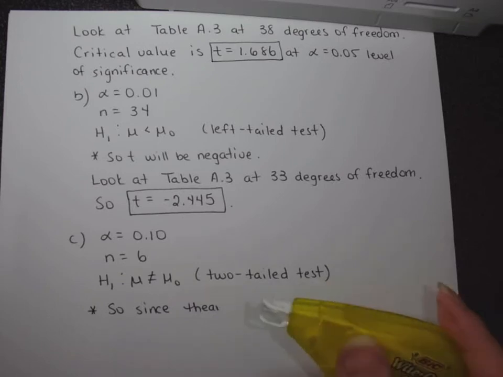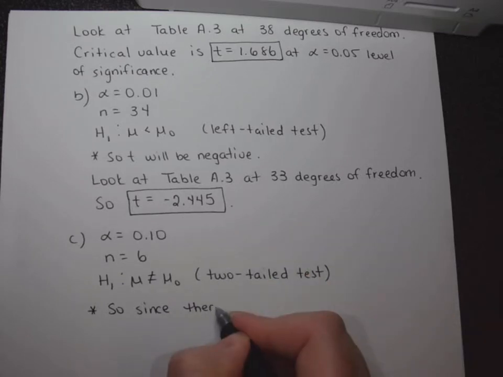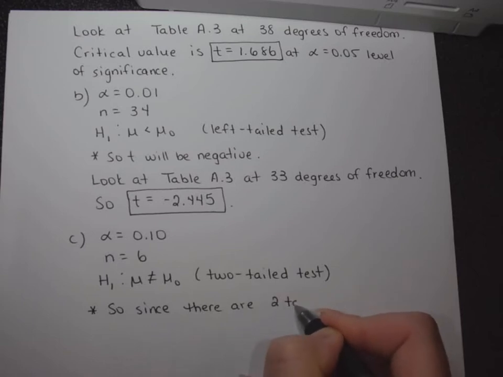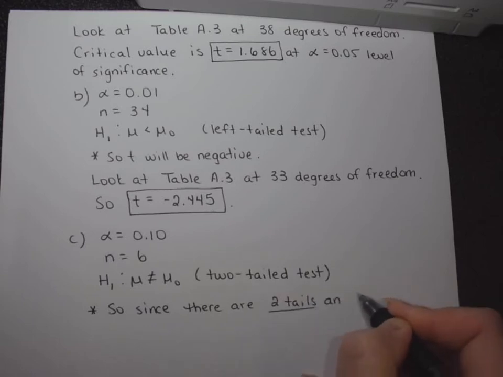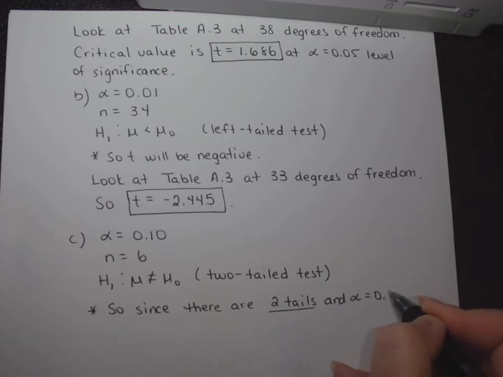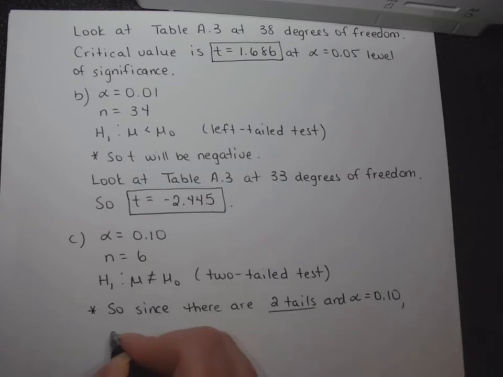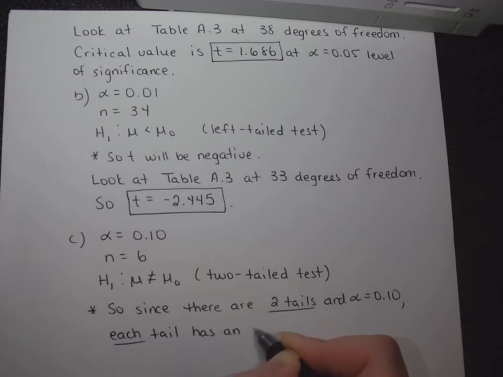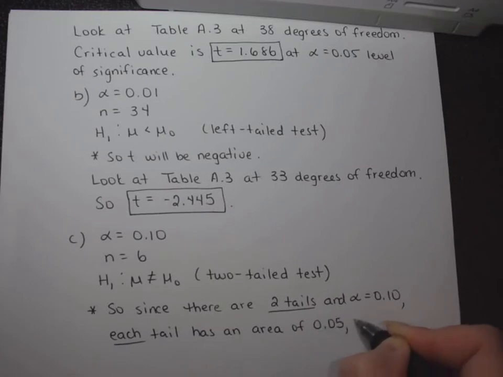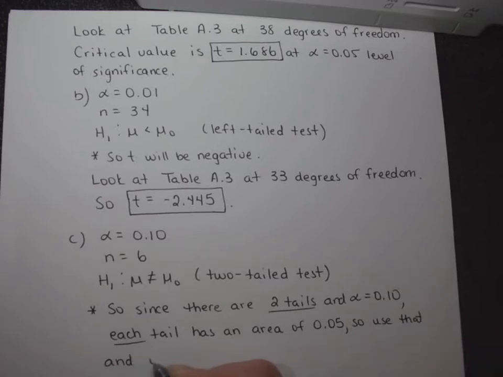Since there are two tails, and the area outside the significance values is 0.10, then what it means is that each tail has an area of half that, or 5%. So we're going to use that on our table, but you also need to remember that we're going to have two t's. We will actually have plus or minus t.